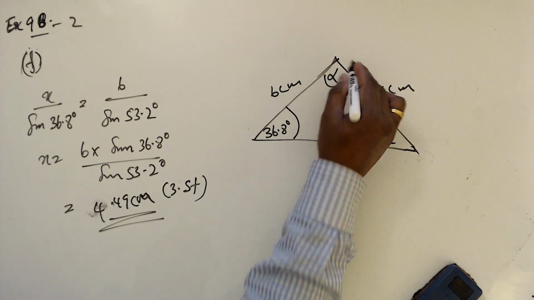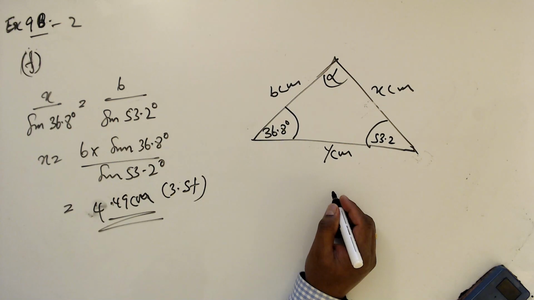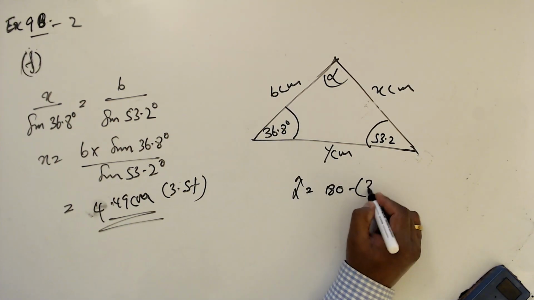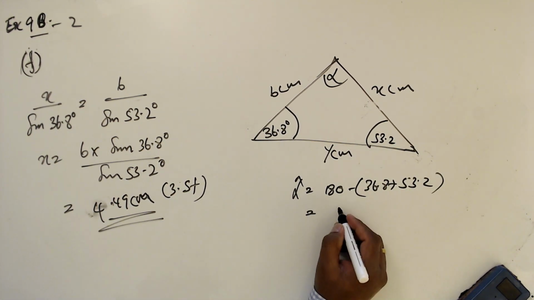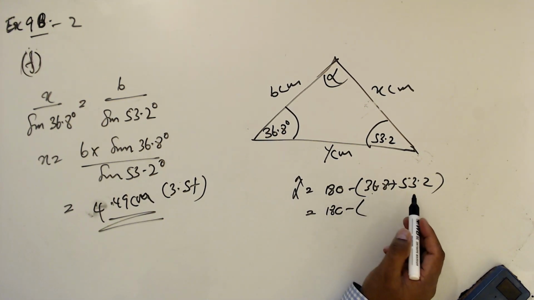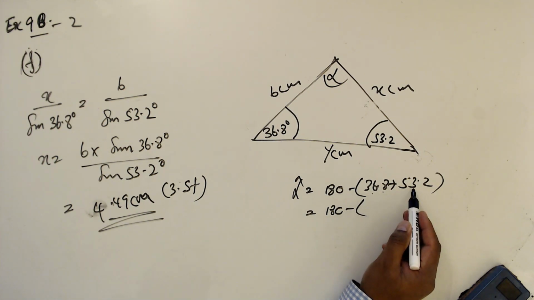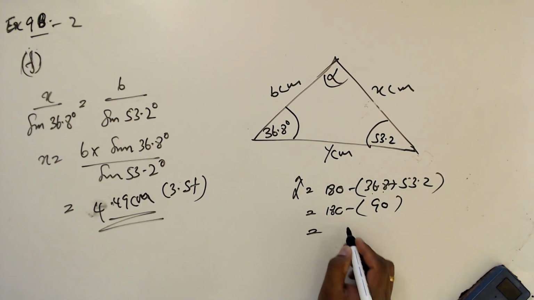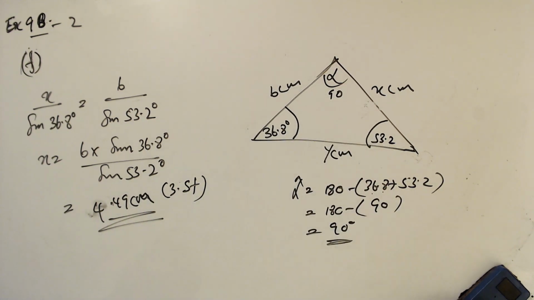Now this is alpha. Alpha we can find: 180 minus (36.8 plus 53.2), which is 180 minus 90. So this is 90 degrees.